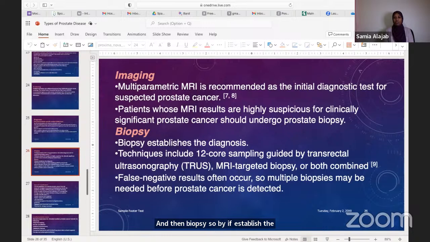Technique includes 12-core sampling guided by transrectal ultrasonography. So we have to take different samples with the guide of ultrasound, MRI-targeted biopsy, or both combined. We can use both. False negative results often occur, so multiple biopsies may be needed for prostate cancer to be detected.